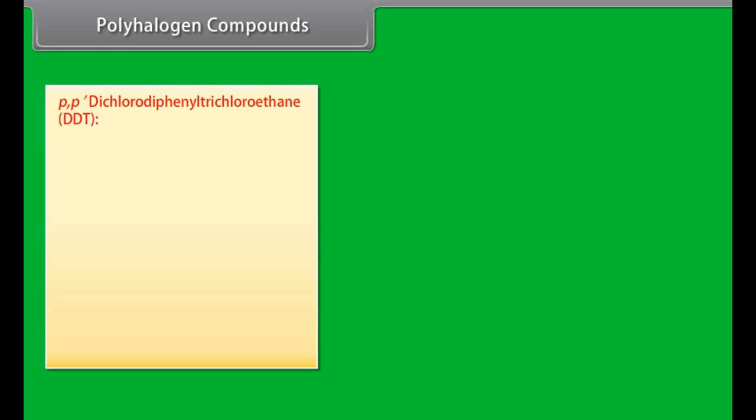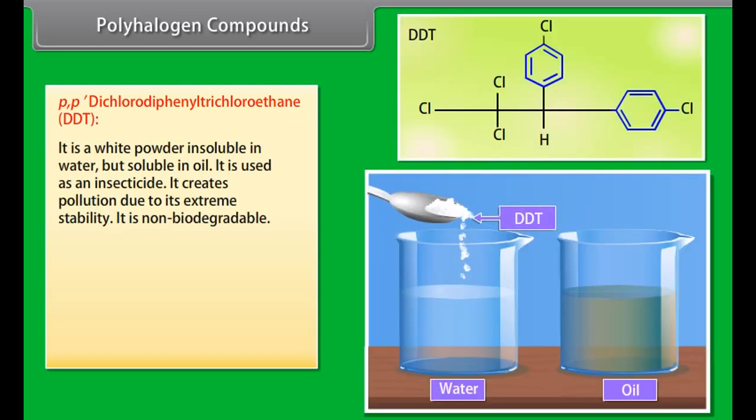p,p'-dichlorodiphenyltrichloroethane. It is a white powder, insoluble in water, but soluble in oil. It is used as an insecticide. It creates pollution due to its extreme stability. It is non-biodegradable.